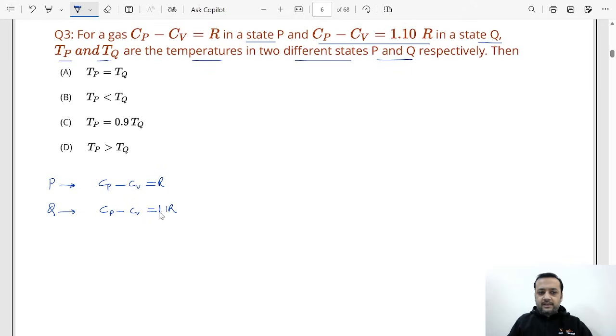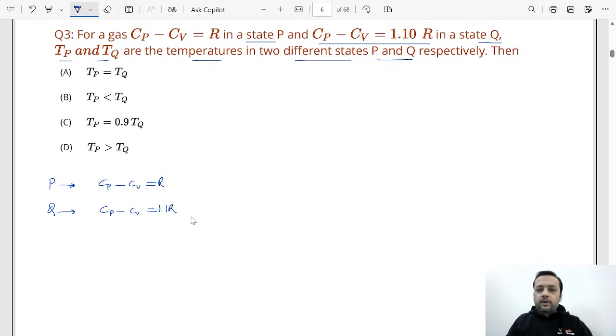Now look, one thing is clear, that this gas is not an ideal gas, because Cp minus Cv equals R is always true for an ideal gas. All right, so clearly this gas is not an ideal gas. This is a real gas, right? Now look, at the state Q, the gas is obeying Cp minus Cv equals 1.1 R. But in the state P, gas is showing an ideal gas like behavior. This real gas is showing an ideal gas like behavior.